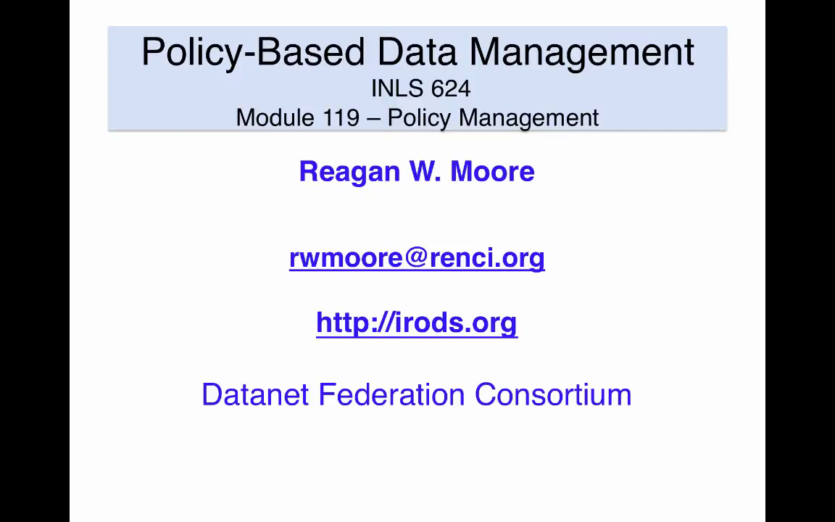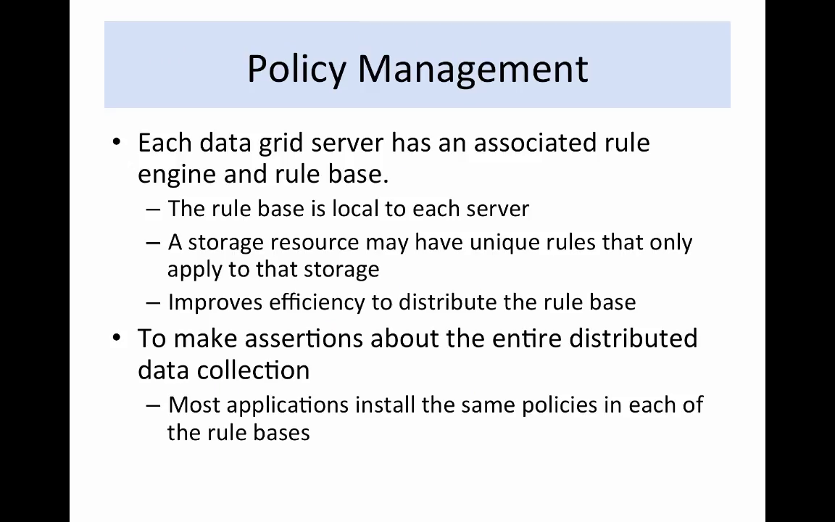A data grid has distributed servers, each with a separate local rule base. Policy management requires the ability to ensure consistency across all rule bases. Each data grid server has an associated rule engine and rule base. The rule base is local to each server. Normally, the rule bases are identical with the same policies applied at every server within the data grid.